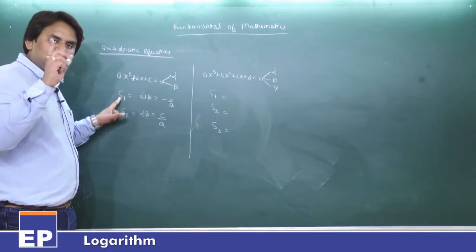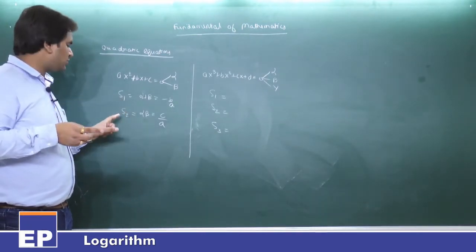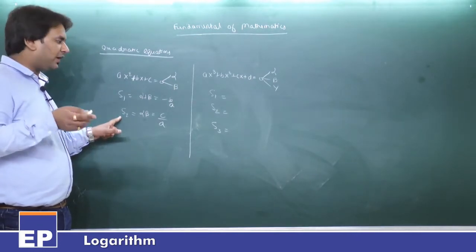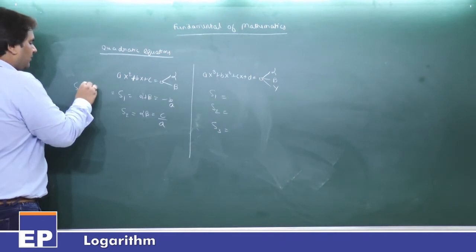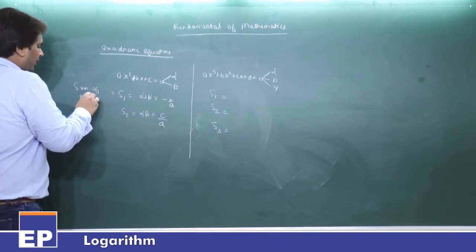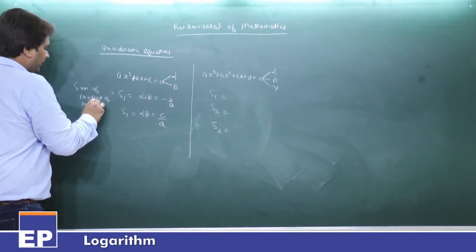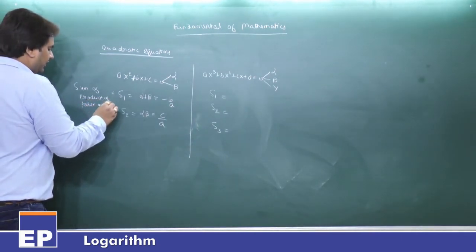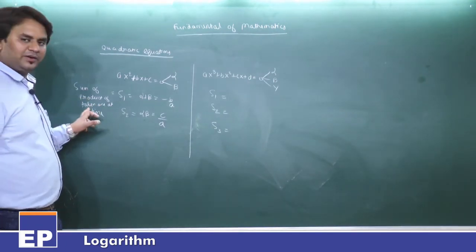I am defining S1 again. Before, I had told you that S1 is the sum of the roots and S2 is the product of the roots. Now I will redefine it. What is S1? S1 is the sum of the product of the roots taken one at a time.